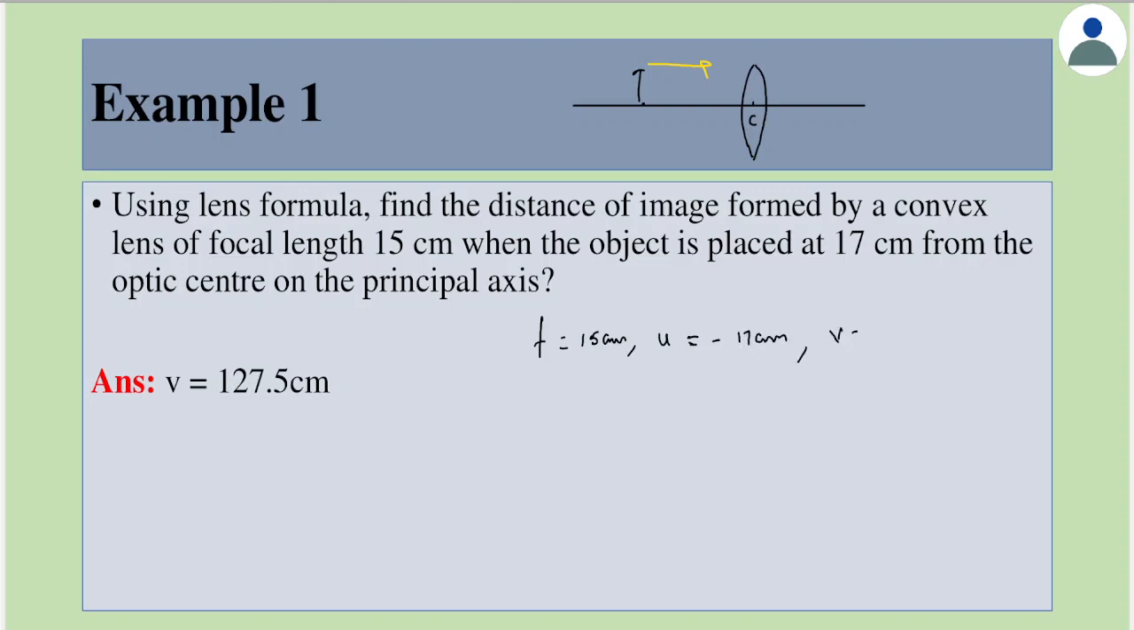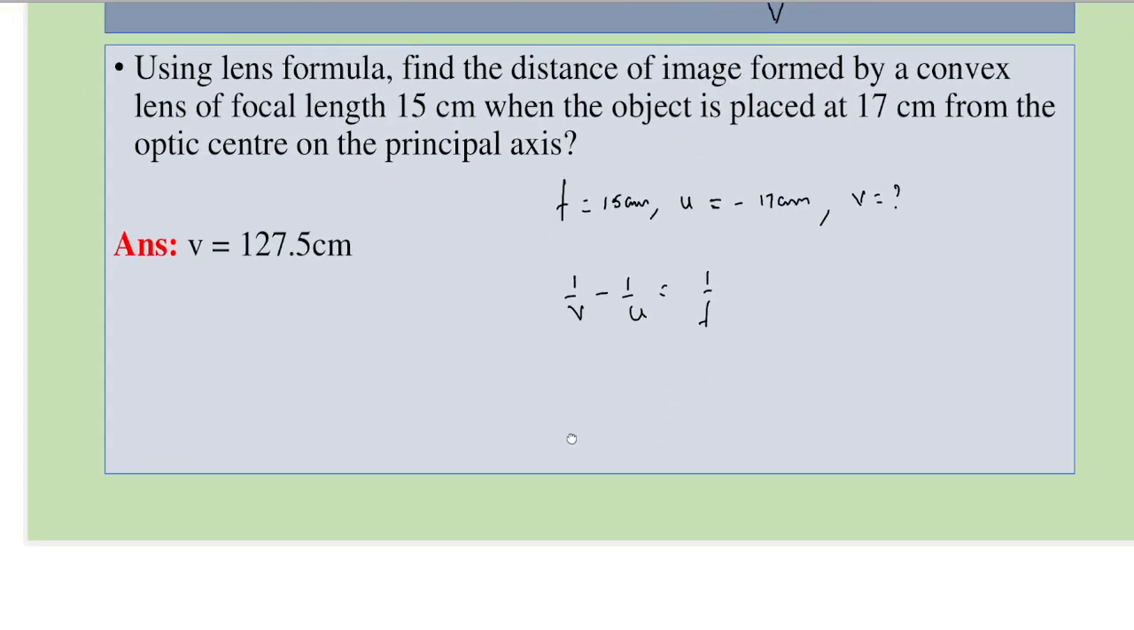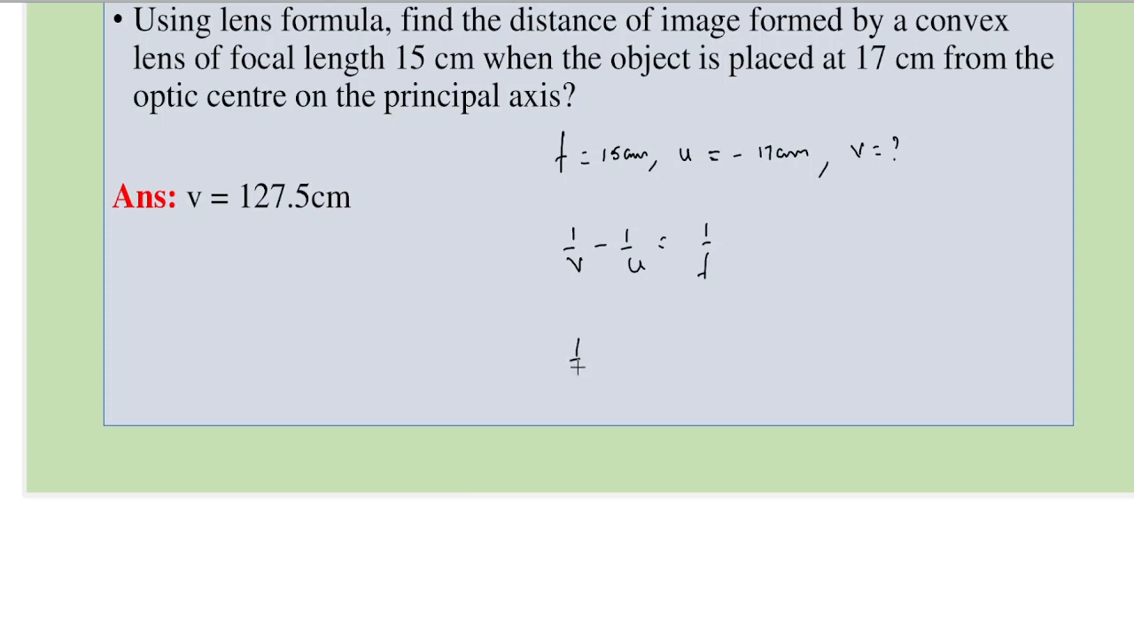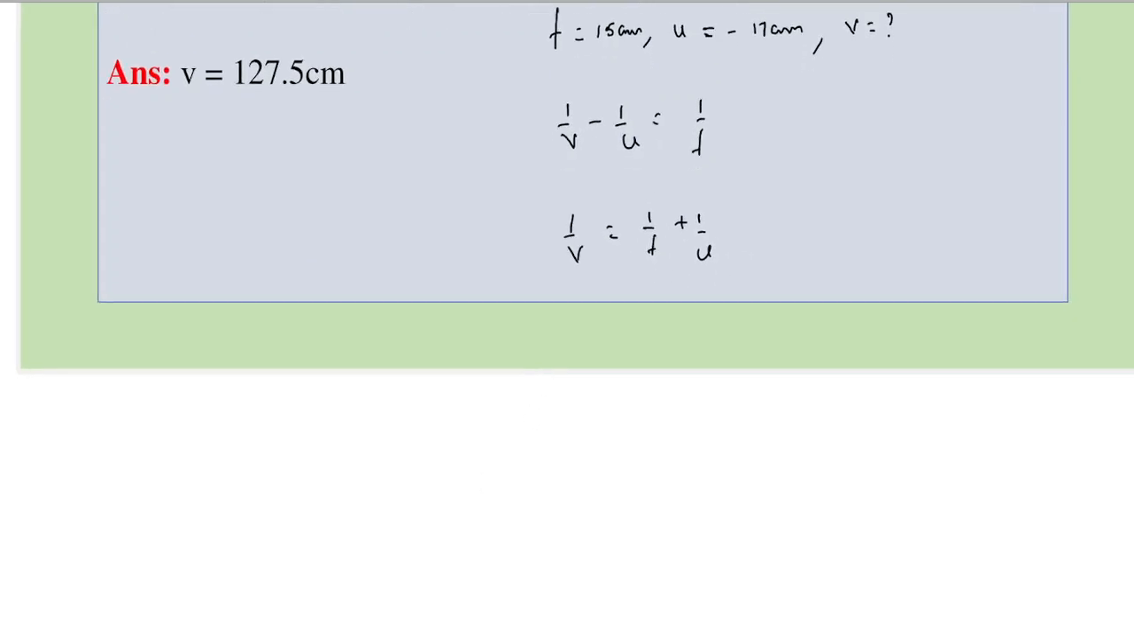So we need to find what v is. We know that 1 by v minus 1 by u is equal to 1 by f. From here, 1 by v is equal to, we bring this term to this side, it becomes positive, 1 by f plus 1 by u. So 1 by v is equal to 1 by f, which was 15 centimeter. Keep in mind that in ray optics, we can write in terms of centimeter also.